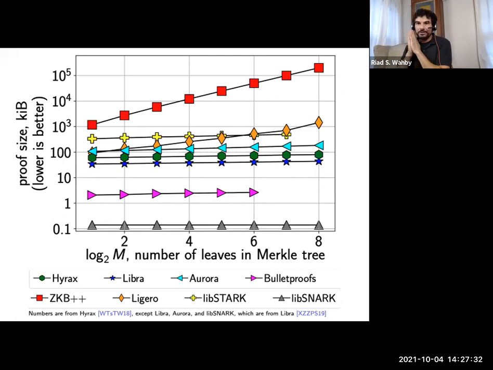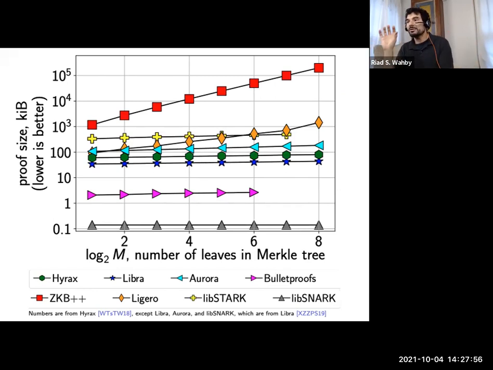I want to be clear here. We can't really say performance across the board is better for this system than that system, because sometimes a system is better for certain kinds of computations than others. So what we're going to do is look at one specific computation, which is proving knowledge of all of the leaves of a Merkle tree. Some systems maybe are a little bit better at this than others, but we're putting everything on equal footing. So we'll do our best.